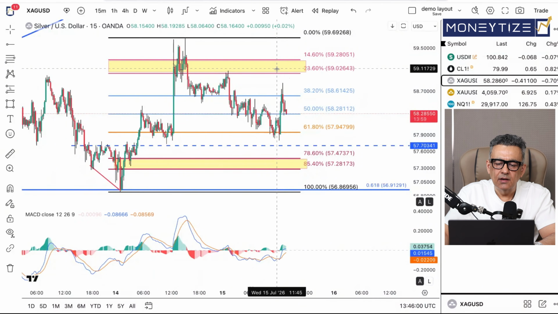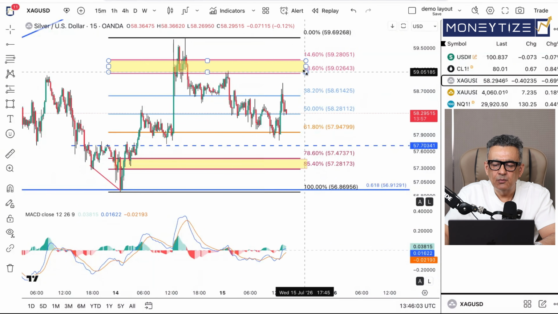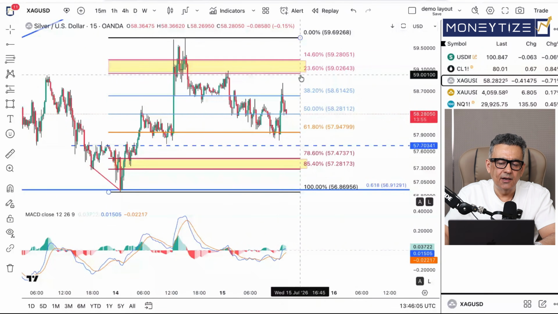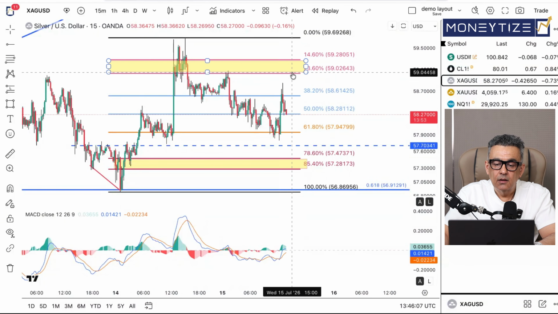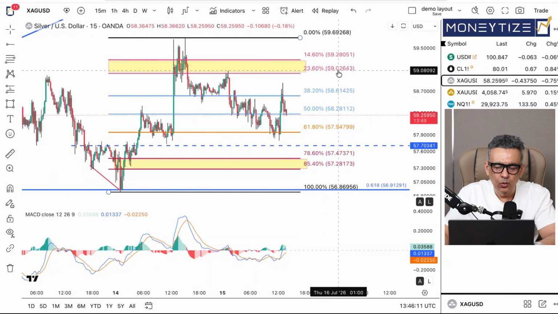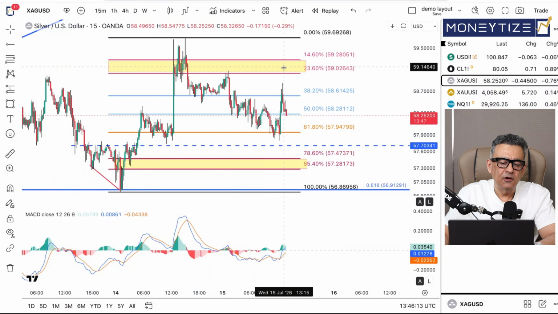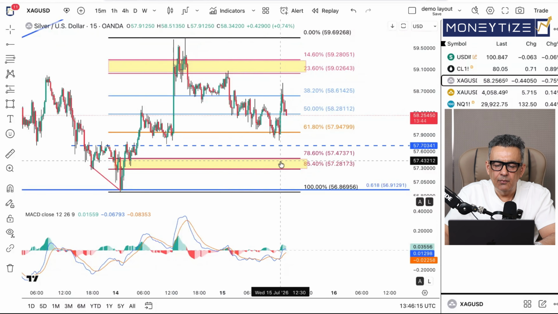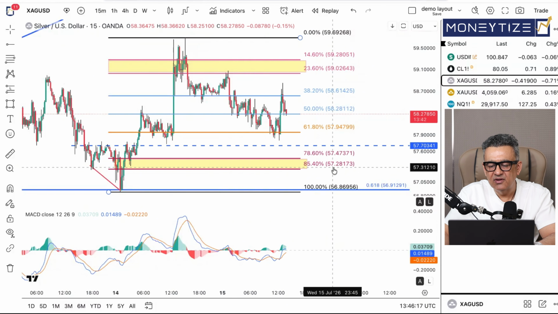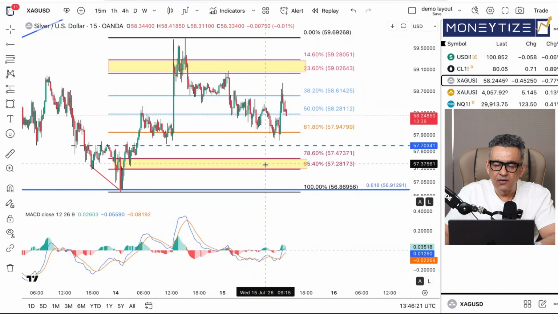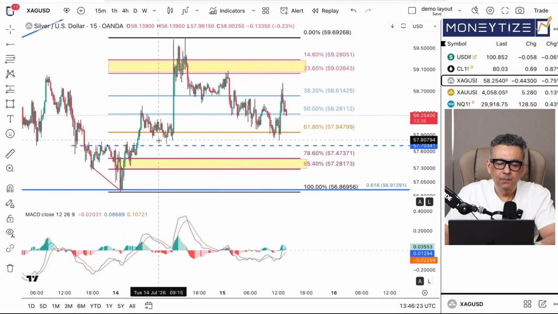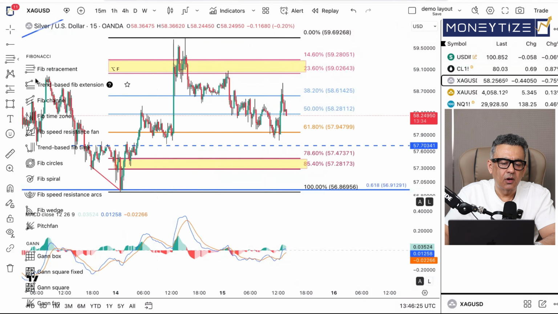Unless I see a clean break above 59.02, I need at least an hourly or 4-hourly candle convincingly breaking 59 and closing above 59.02. I would not expect continuation higher. In fact, there is a very high probability of breaking this support of 57.28 and continuing lower. In case we see a support being formed here, then we will expect short-term continuation.